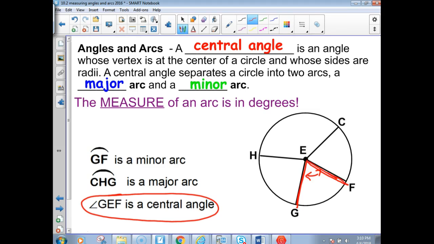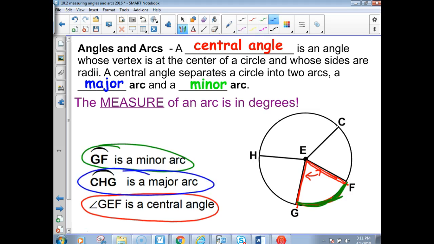That is the opening of the central angle. Let's do a major and a minor arc. A central angle separates the circle into 2 arcs, a major one and a minor one. The minor arc is GF, right here. And C to H to G is a major arc. Let's do that in blue. It doesn't mean it's related to the one I already marked. It just happens to be a major arc. It's an example of a major arc.